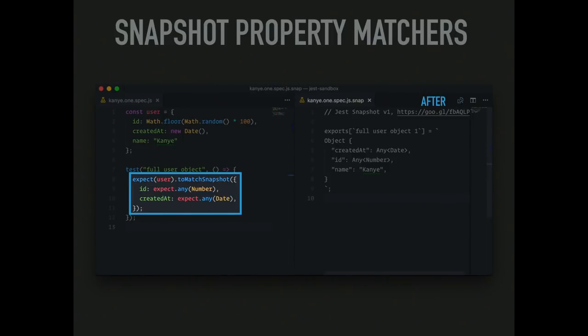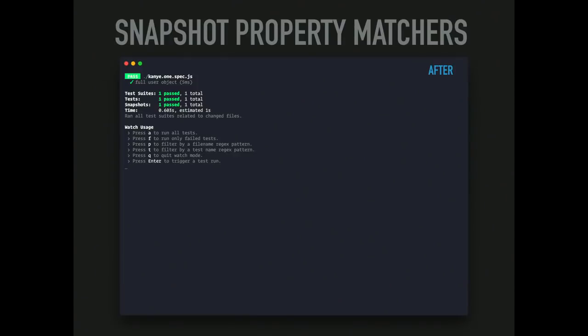So toMatchSnapshot will now accept an object that has property matchers that are asymmetric matchers, which will then get written with the asymmetric matcher syntax to the snapshot so that when you run it, the test will pass. This is very similar to option 2 before, with one very key difference.